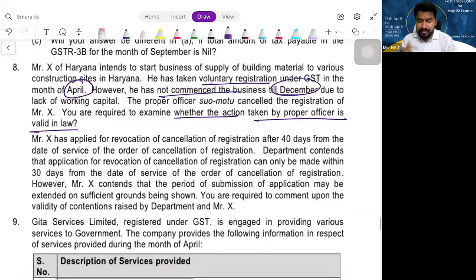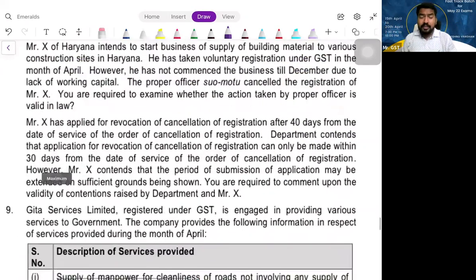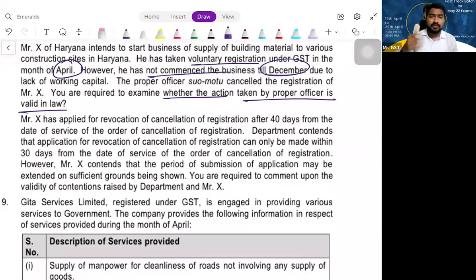No, they have extended the question. Again they have asked us, Mr. X, now obviously the proper officer has cancelled the registration. So what will I do next? I will go to the proper officer and say, please revoke my cancellation order. That means you are begging the proper officer, sir, cancel the cancellation order, sir.